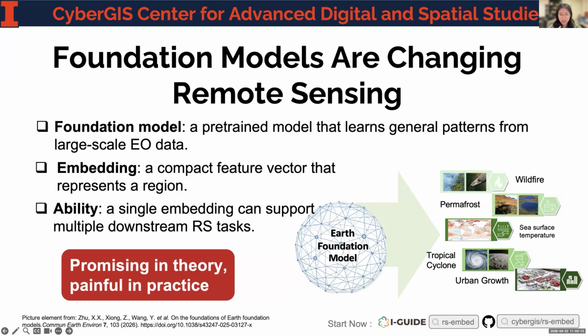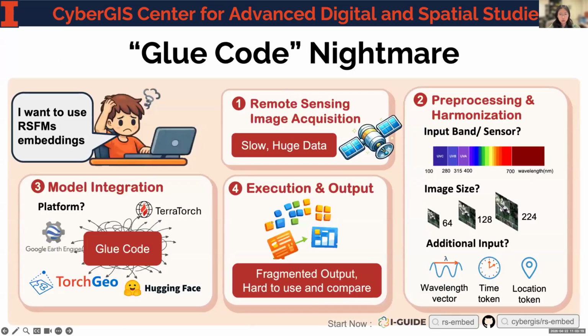But there is still a gap between the promise in theory and usability in practice. When we want to use remote sensing foundation models, we usually do not begin with a clean tensor ready for inference. We more likely begin with a real question, for example, how is corn growing in Illinois this summer? But between that question and the final embedding, there are many painful steps.